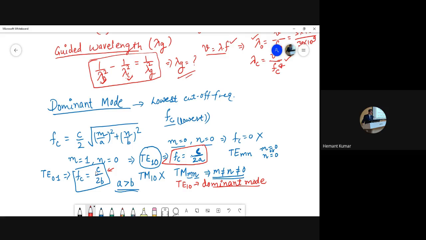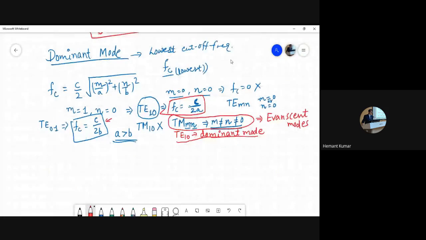Dominant mode. Sometimes you may see a question like this. The modes which do not exist in the rectangular waveguide are known as evanescent modes, and this is known as the dominant mode. The TE10 mode is the dominant mode.